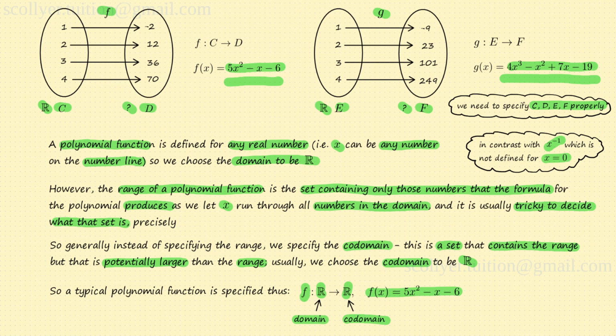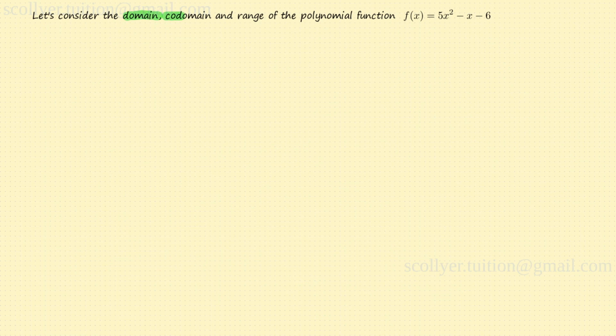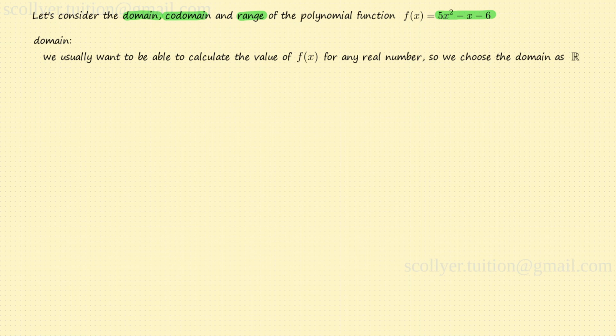Since the distinction between the range and the codomain is likely to be as clear as mud at this point, we shall examine it in rather more detail. To do so, we'll look at the domain, codomain, and range of the polynomial function with the formula 5x squared minus x minus 6. Firstly, let's think which domain we shall have for this function. Usually, we want to be able to calculate the value of f of x for any real number whatsoever, and the formula is defined for any real number, so we choose the domain to be R. Note that we have a choice over which domain we use.